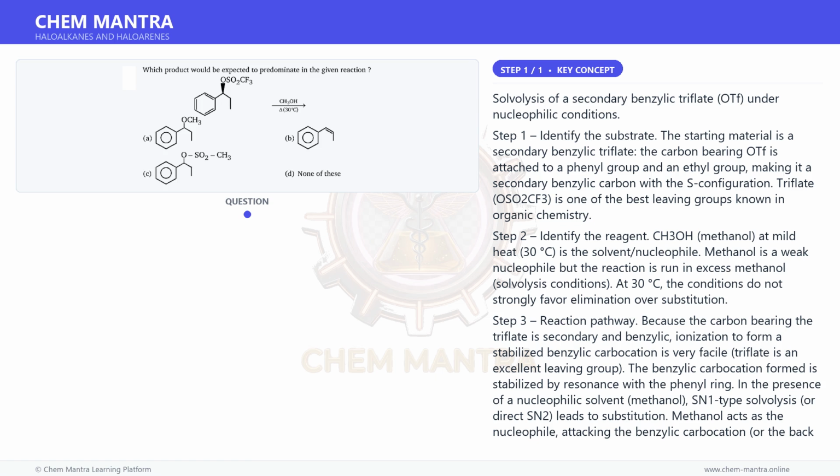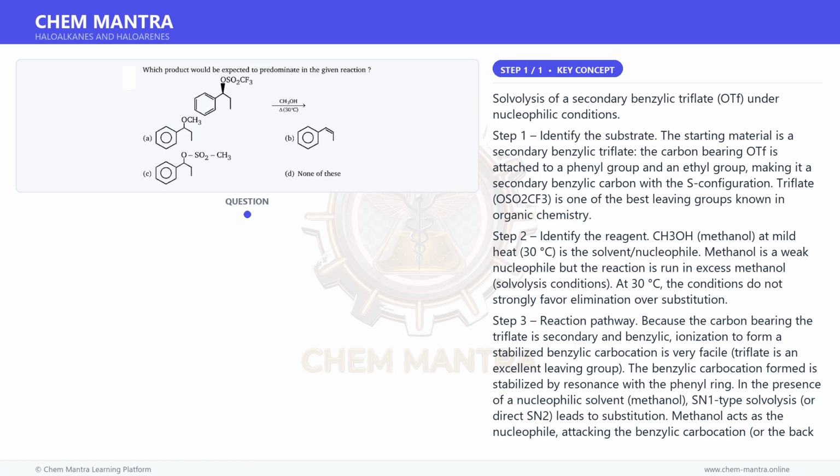Step 1. Identify the substrate. The starting material is a secondary benzylic triflate. The carbon bearing the OTf is attached to a phenyl group and an ethyl group, making it a secondary benzylic carbon with the S configuration. Triflate, OSO2CF3, is one of the best leaving groups known in organic chemistry.